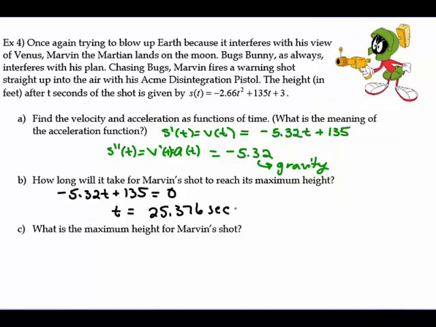Now, how do I know that's the maximum and not the minimum? Because of the context of the problem. He's shooting the warning shot in the air and then it comes back down. It's not going to make some kind of sine curve in the air. That's not happening. It only has a maximum height. It doesn't really have a minimum height.